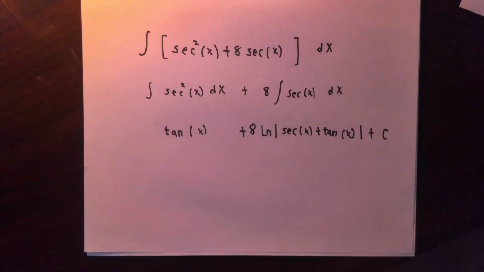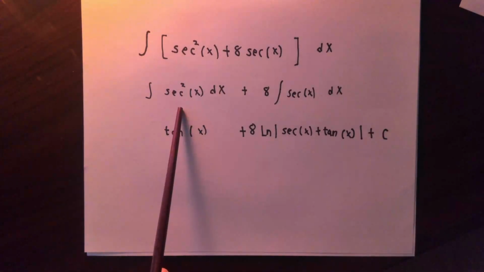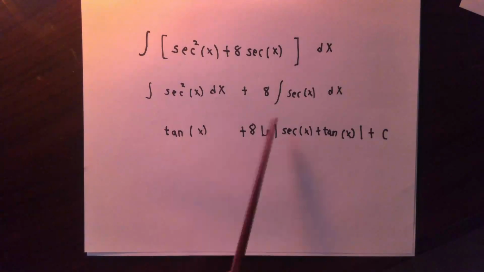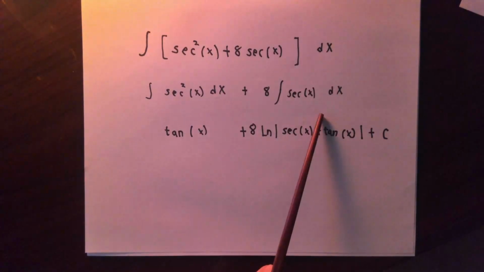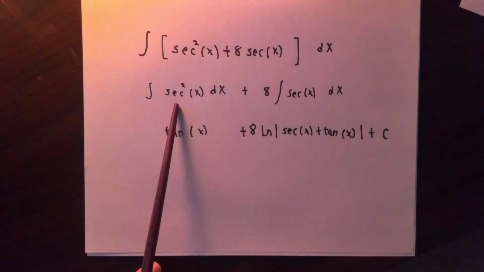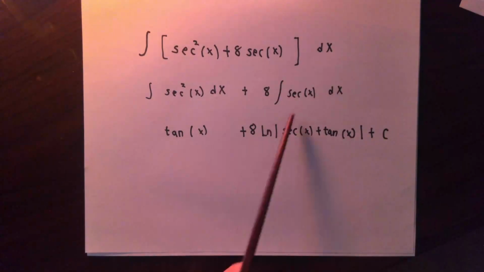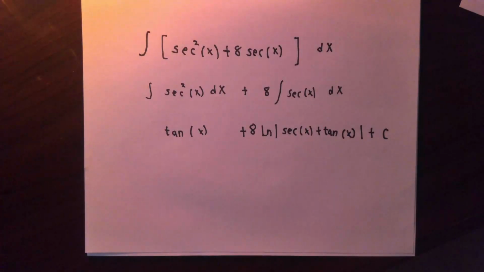I can write my problem as the sum of two separate integrals. In the second one, I can pull the constant factor 8 out in front of the integral, and after doing this, this is on the list of things we know how to integrate, and so is that. Antiderivative for secant squared is tangent. An antiderivative for secant is natural log absolute secant plus tangent, so we can just write the answer down.